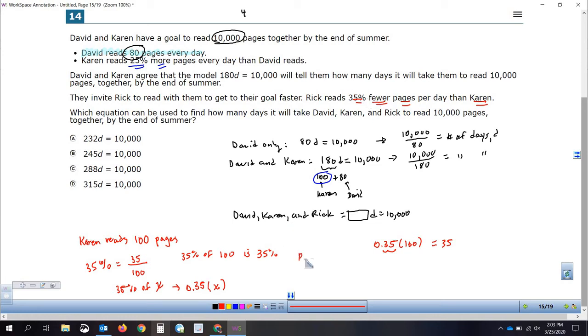So to find out what Rick reads, I need to do Karen's minus that 35%, and 100 minus 35 is 65. So if we go here, what do we have? We have David reading his 80. We have Karen reading her 100. And we have Rick reading 100 minus 35, or 65. And if you add those together, you get 180 plus 65.